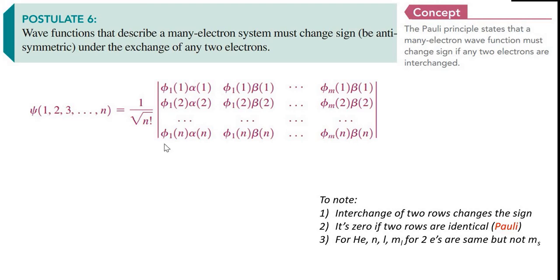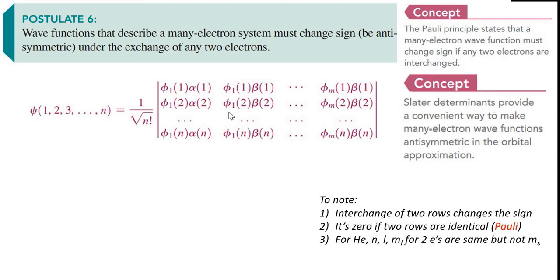And now practically what does it mean? Two rows are identical. That means here is 1 1 1 1 1, here is also 1 1 1 1 1, right? Note that interchange of two rows changes the sign, and it is 0 if two rows are identical. That is exactly what the Pauli exclusion principle states. Two rows being identical is actually equivalent to saying that two electrons have the same set of quantum numbers, all 4 quantum numbers. That will be clear from the example later on.